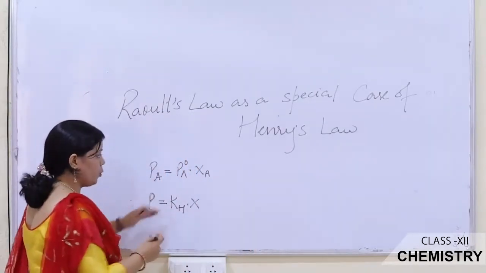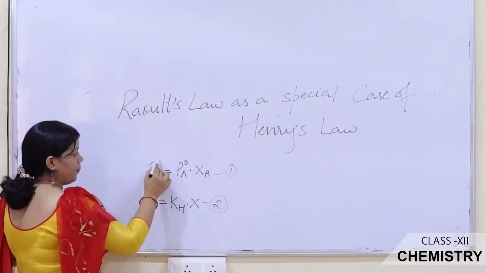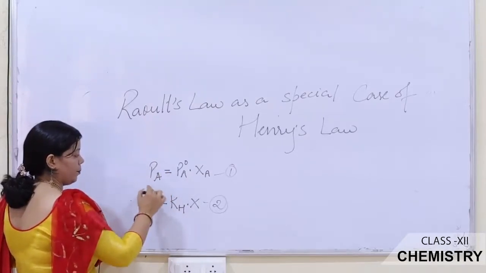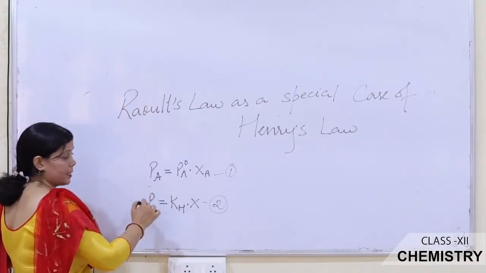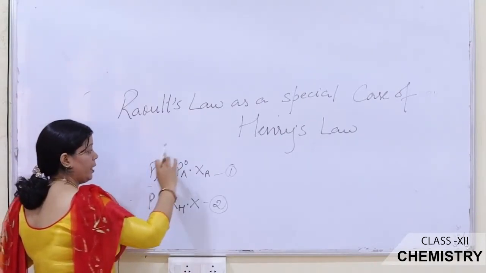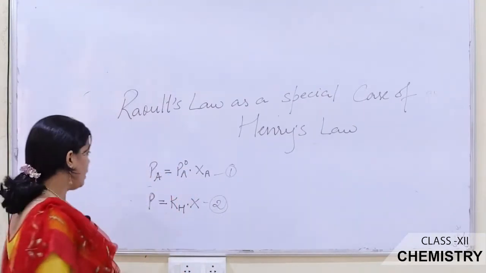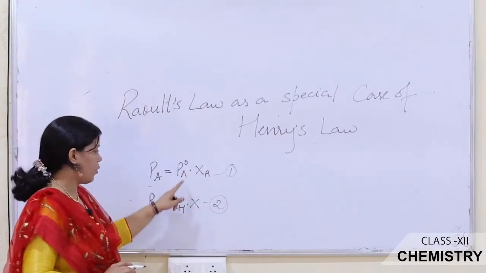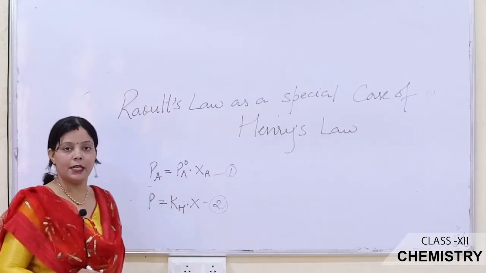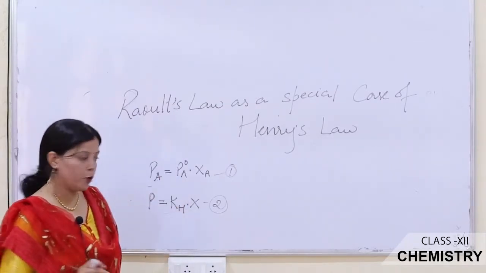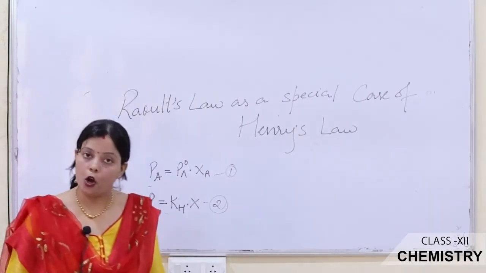When we compare these two equations, equation 1 and equation 2, it is clear that the pressure of the volatile component, here the pressure of the volatile component A, and this is the pressure of the gas, is directly proportional to the mole fraction of that component, and the only difference in these two equations is the proportionality constant. In the case of Raoult's law, the proportionality constant is the vapor pressure of the component in the pure state, whereas in the case of Henry's law, the proportionality constant is the Henry's law constant.